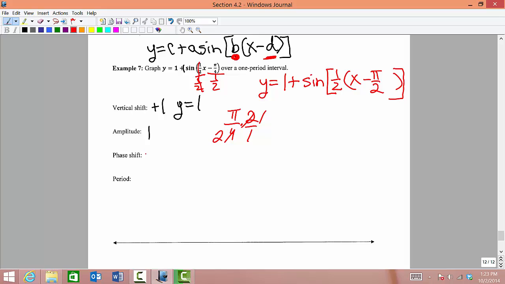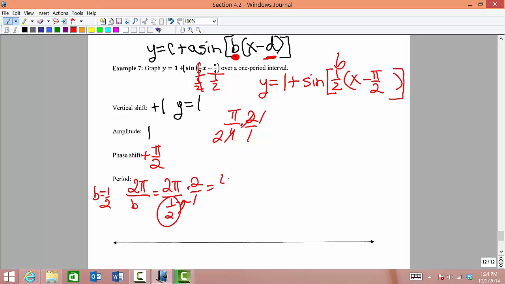So the phase shift is actually positive pi over 2. Remember, phase shift happens in the opposite direction of the sign. And the period, well, the b is now 1/2. Be careful though, the period is 2 pi divided by b. So that's 2 pi divided by 1/2. Flip the bottom fraction, change to multiplication. The period then is 4 pi.